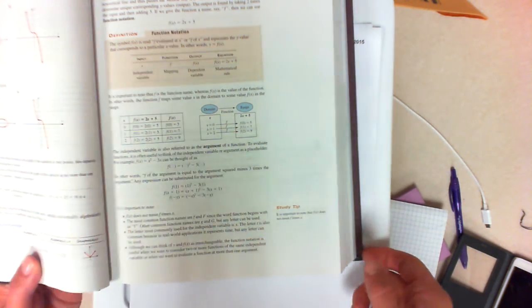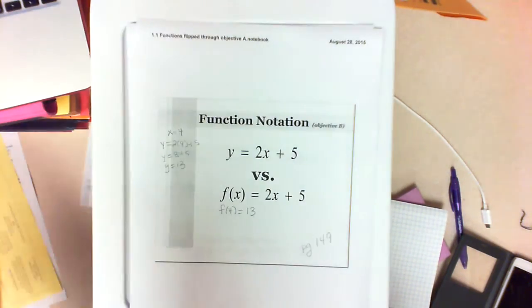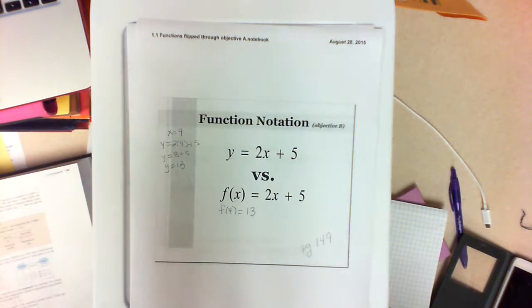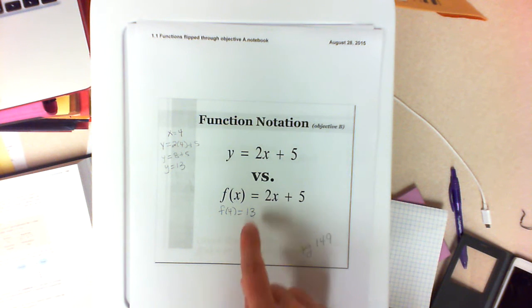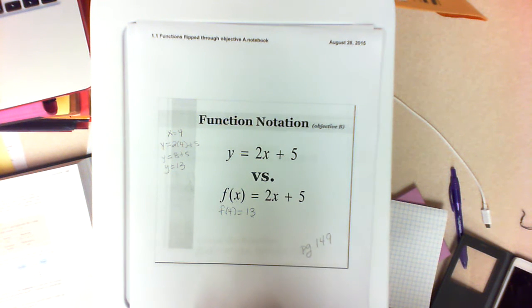Although we think of y and f of x as interchangeable, function notation is useful when we want to consider two or more functions of the same independent variable, or when we want to evaluate a function at more than one argument. So in the example I wrote down on the slide, f of 4 equals 13. If I wanted to do f of 1 and f of 2, I could list them all out, and I would see my outputs written down nice and neatly.